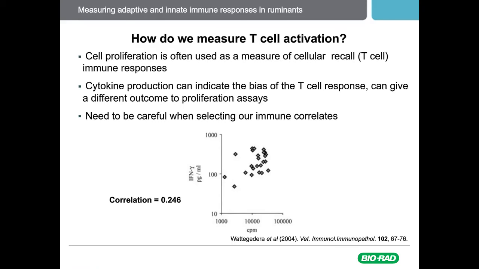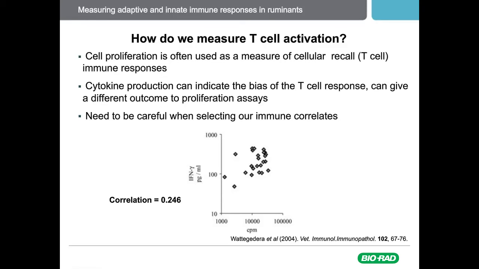Traditionally we use cell proliferation as a marker of antigen-specific cellular recall responses. But that will only give us a certain amount of information. It certainly doesn't tell us about the bias of that CD4 T-cell response, and therefore we need to be thinking more about other methods of looking at our T-cell responses. What we do know is that when we've looked at cytokine responses and compared them to proliferation, we don't always get the same result.